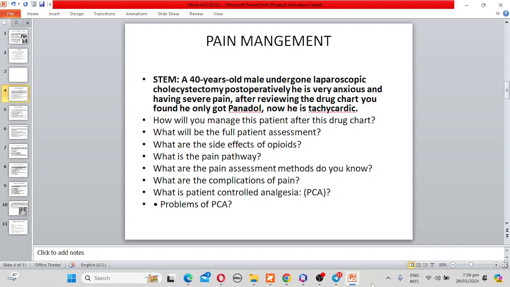So for the first question, like how will you manage the patient after seeing this drug chart? We need not explain all those A, B, C, D, E. You will be specific. After seeing this chart, what you will do: I will ask whether the analgesic was given or not. If not given, why it's not given. I will give the omitted dose of the analgesic. And I'll file the incident report, because this is a malpractice.